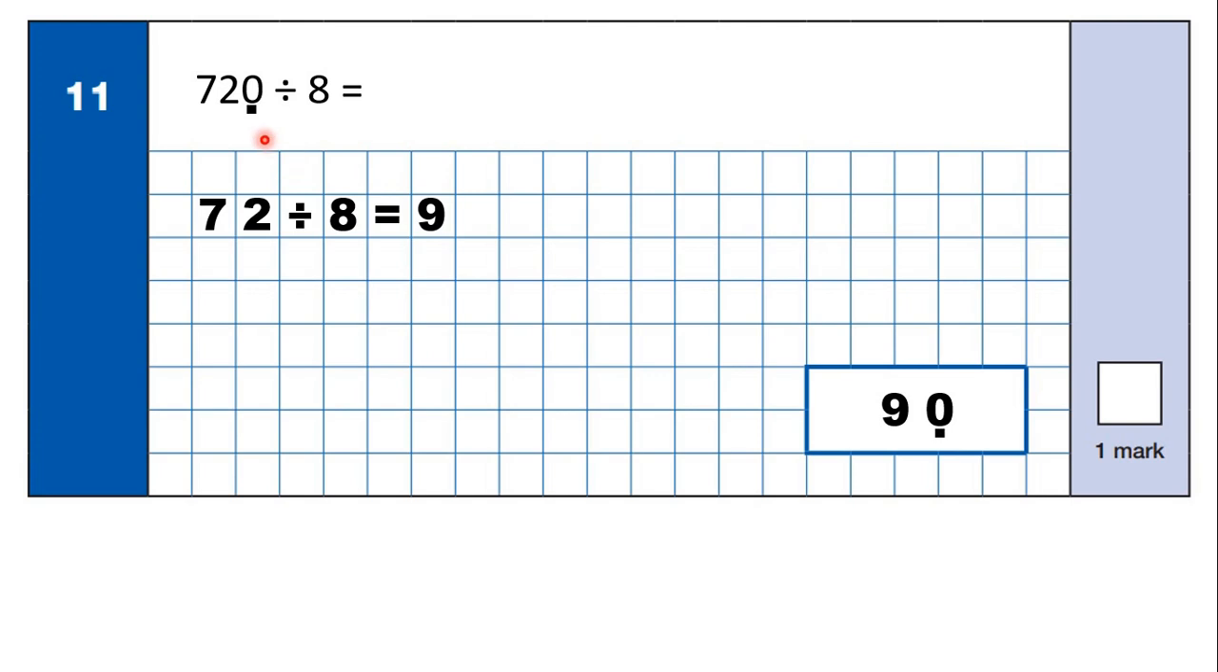You could also set it out as a short division. But to save time, if you see a division with a 0 at the end, remember that it might be quicker to use mental methods.